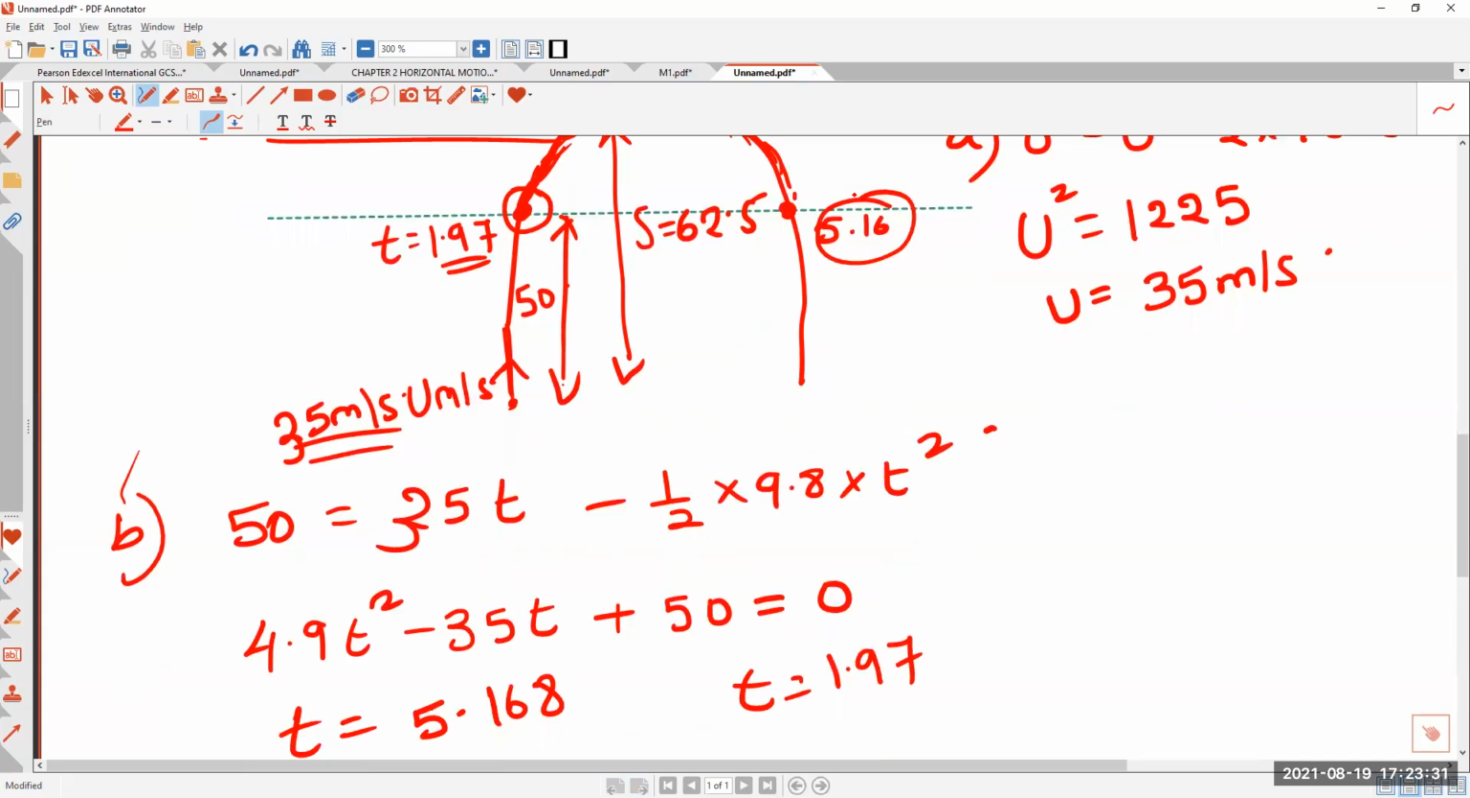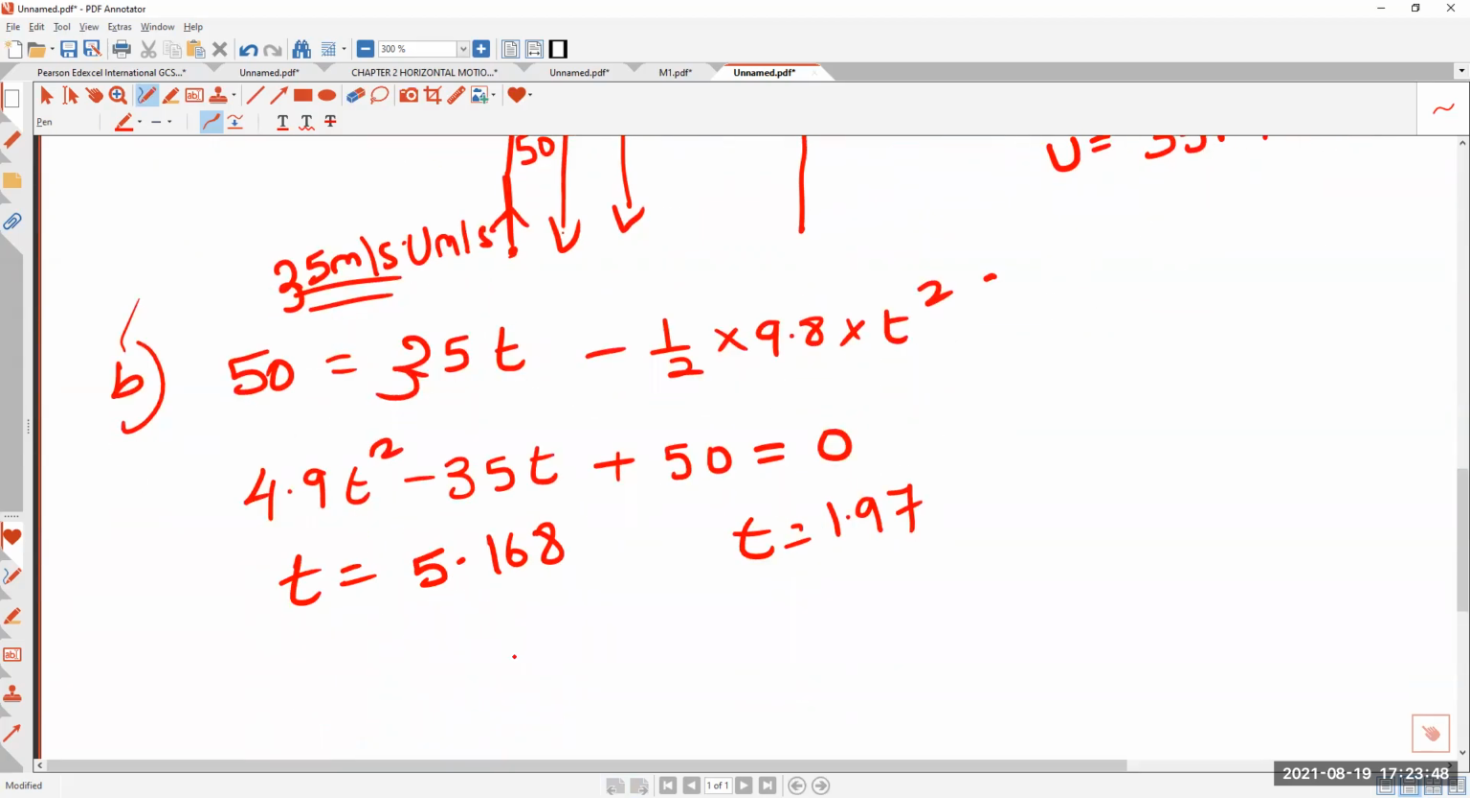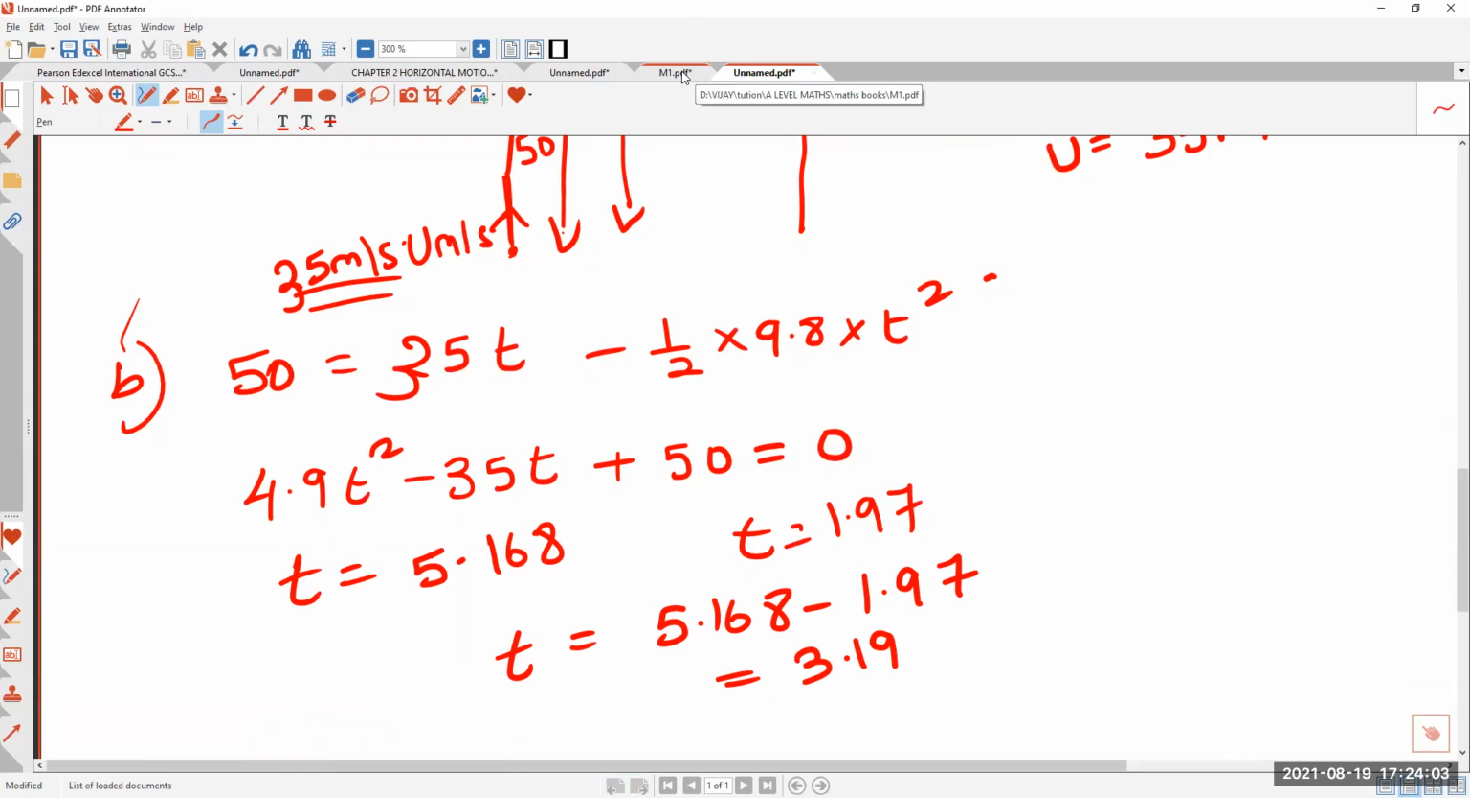So let's say তুমি 3টা বাজে ঘর থেকে বাইরে আসো, 5টা বাজে ফিরে আসছো. That means from 3 to 5 o'clock you were outside the house, no? Yeah. So how long were you outside the house? 5 minus 3, how much was it? 2 hours. Same thing here also. So how long it was above this, your actual time is going to be 5.168 minus 1.97. Clear or not? 3.19, whatever, 3.2 seconds it was above 50 meter from the ground.